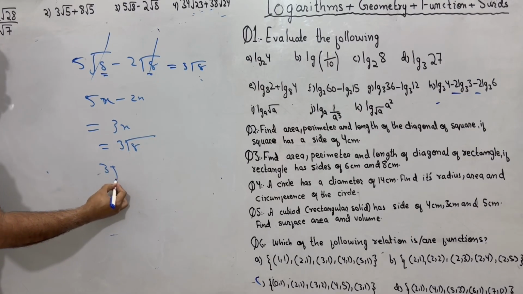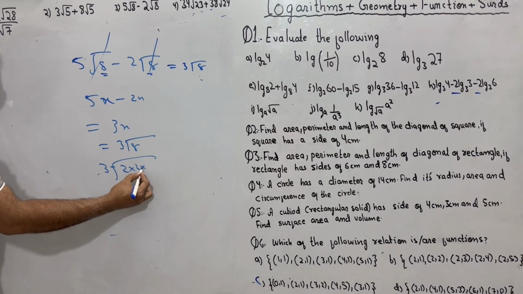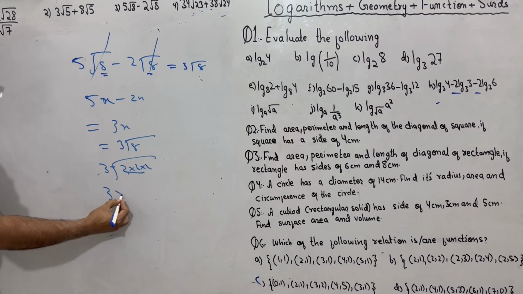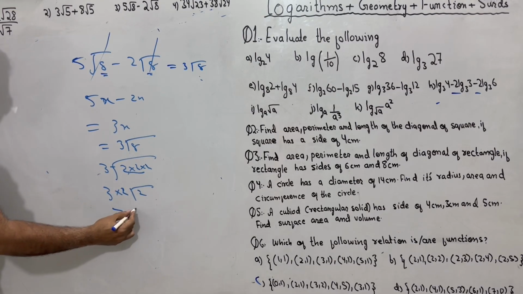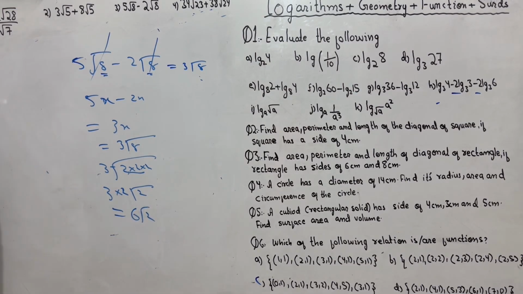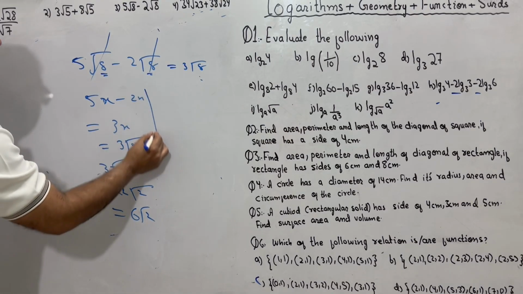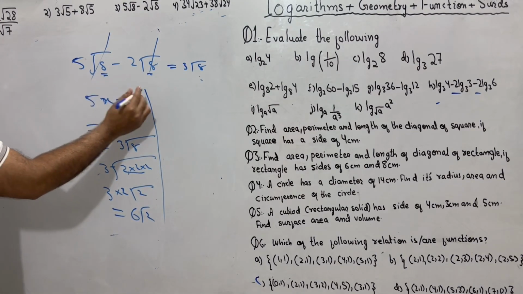Factorize 8: 3 times 2 into 2 into 2. Pair of 2 and a single 2 remains inside. 3 times 2 is 6, root 2 is our answer. 6 root 2 is our answer. Or one can take a different path by solving individually.